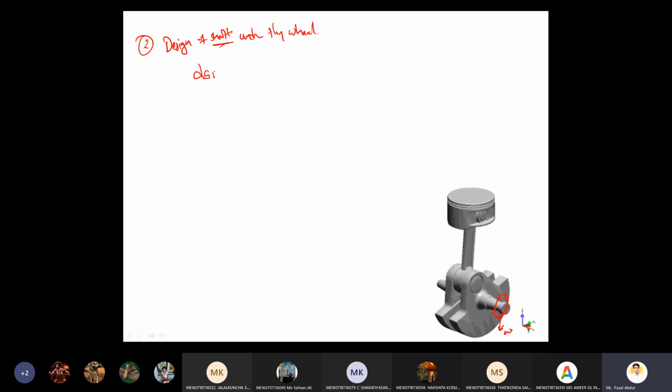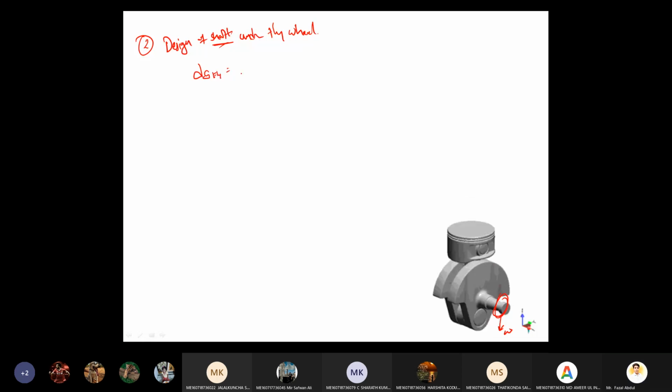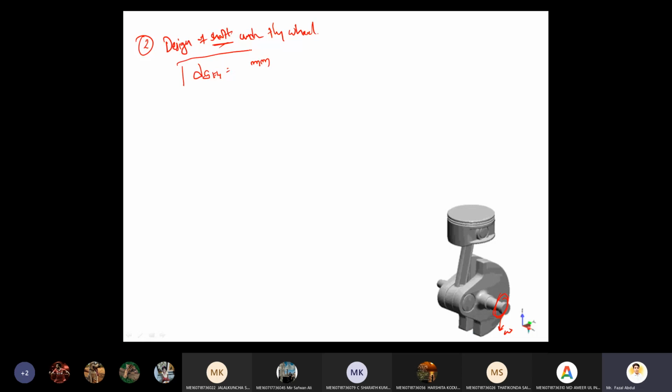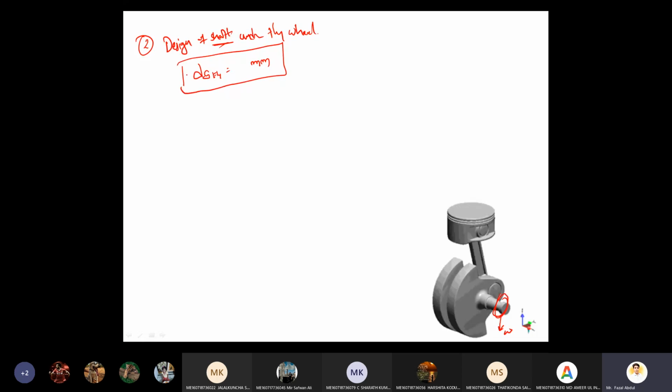One we are giving the name, otherwise, design of shaft DS, flywheel FLY. It is going to be measured in mm. How much is that one we are calculating? The size of the shaft. Okay.